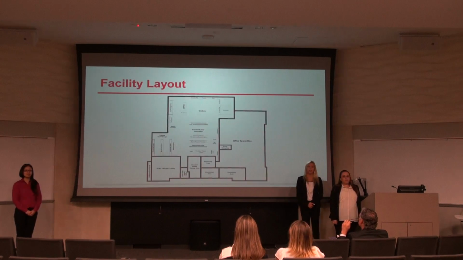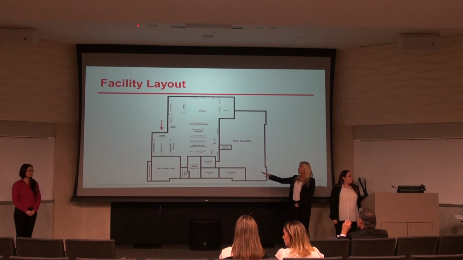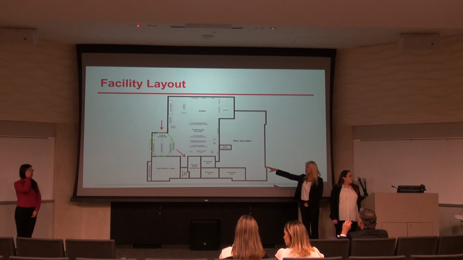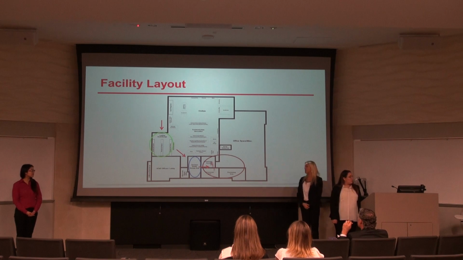This is a scaled down version of the facility layout. This is for the volunteer's reference to know where to place the items more efficiently. To start off, the items come in through the loading dock. The seasonal items are stored in this location. The items that are being processed are brought here to this area and then are processed in this location and then brought into the facility.